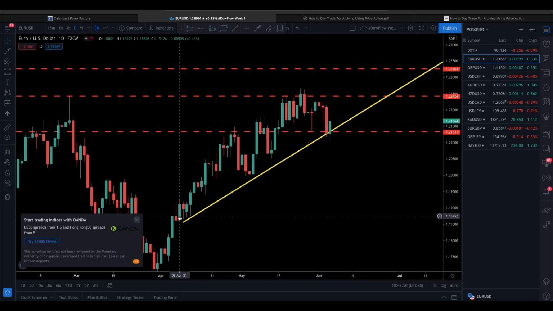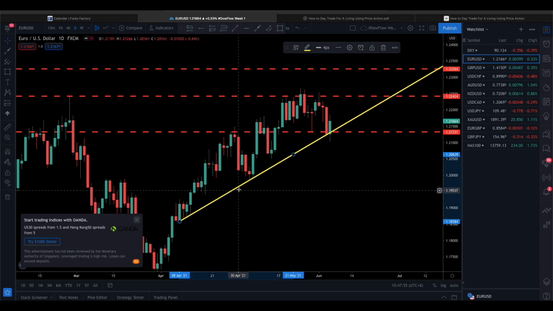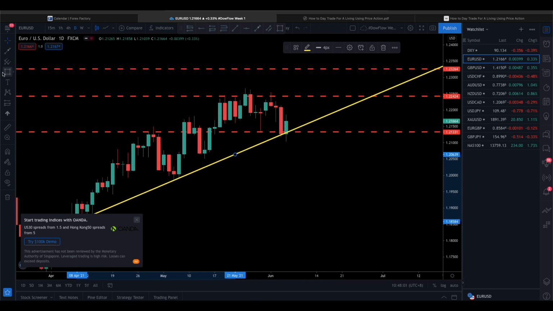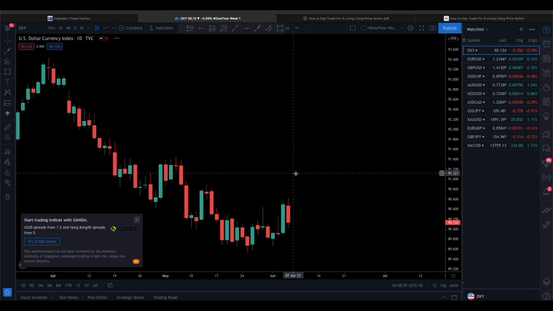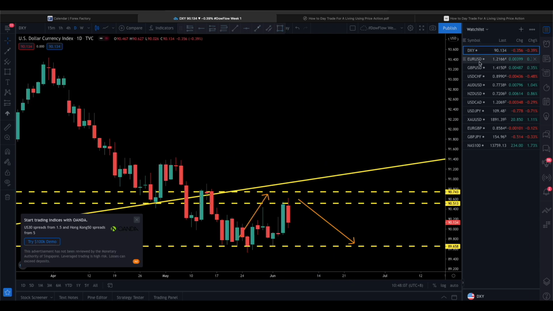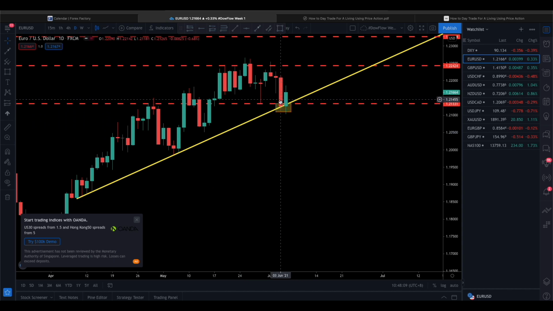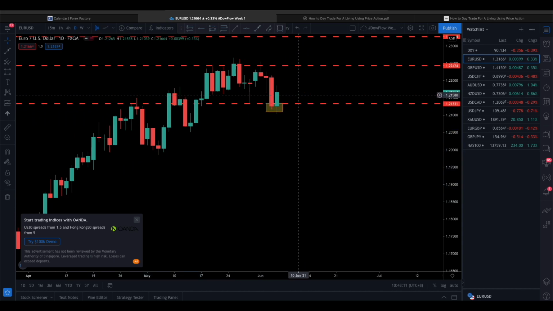We also have an ascending trend line. If you connect this low right here, just tweak it a bit with this low, price is also at the ascending trend line. And more importantly, this is a fake out. This is very similar to the DXY that I explained right here. Let me just delete this so it's clearer.